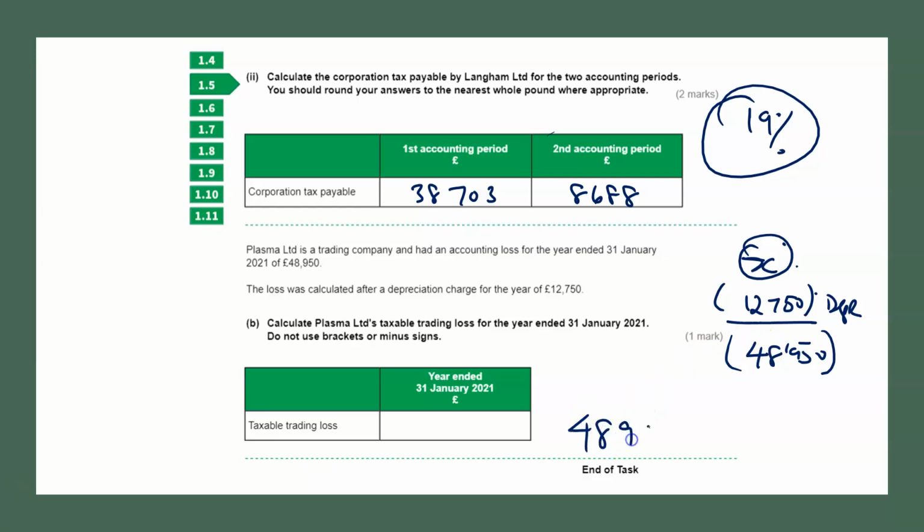So you have 48,950 minus 12,750, which gives you 36,200. So really, we have an allowable loss, a real taxable trading loss of 36,200. Great stuff, and that's task 1.5.